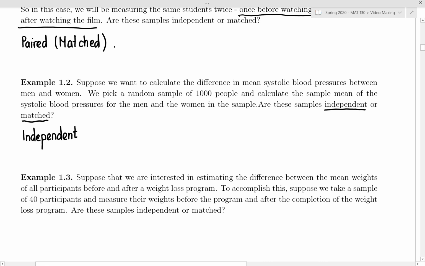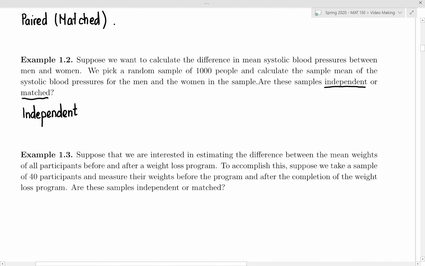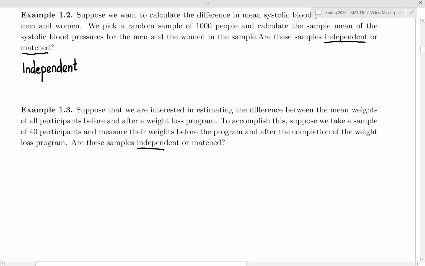Finally, let's look at example 1.3. Suppose we're interested in estimating the difference between the mean weights of all participants before and after a weight loss program. To accomplish this, we take a sample of 40 participants and measure their weights before the program and after its completion. Are these samples independent or matched? These are matched, or paired, because we are looking at the same person before and after the weight loss program. For each value in the first sample, there's a corresponding value in the second sample.